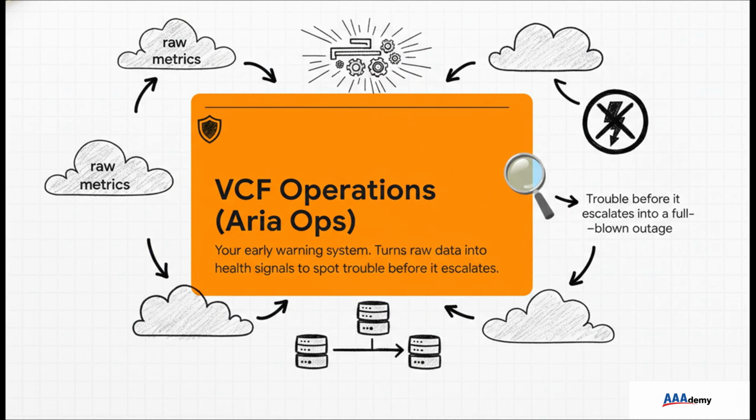Next on our list is VCF operations. You might know it as ARIA operations. Think of this as your early warning system, like a smoke detector for your environment. It's constantly out there collecting all this raw data, all these metrics, and turning them into useful health and capacity signals. It's what helps you spot trouble before it spirals into a massive outage.